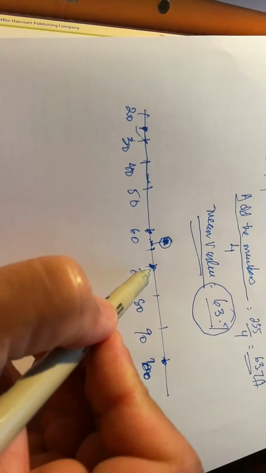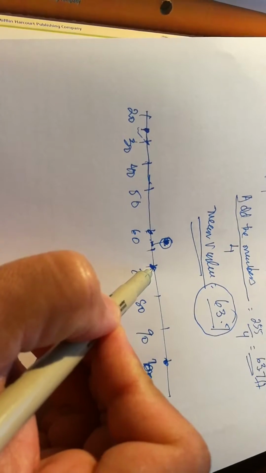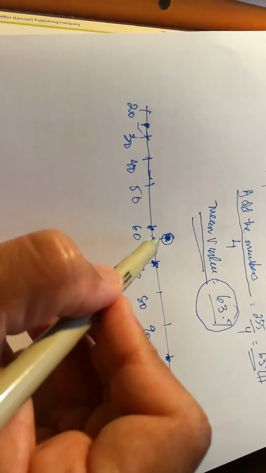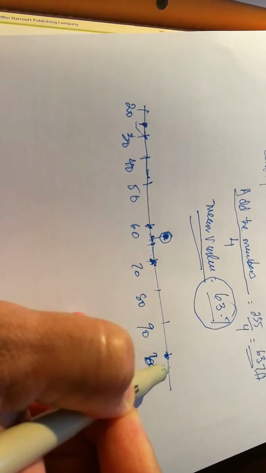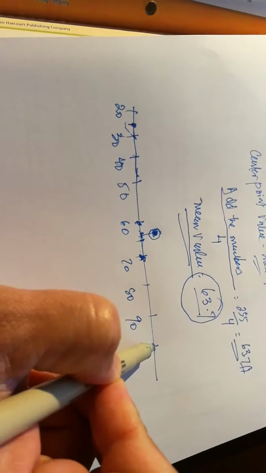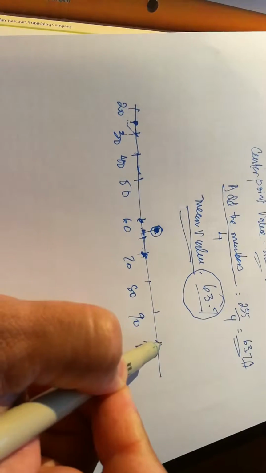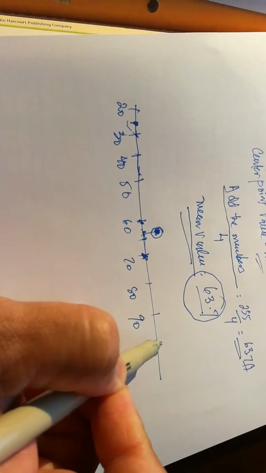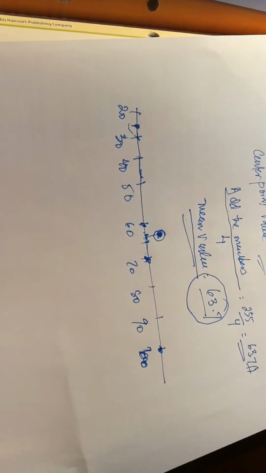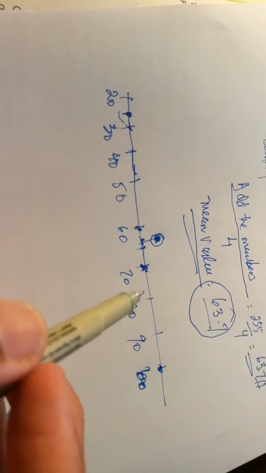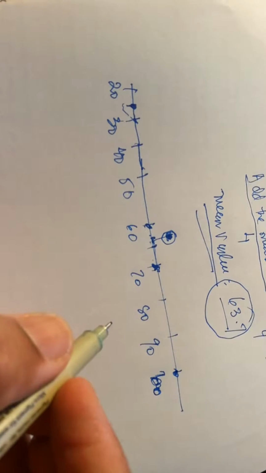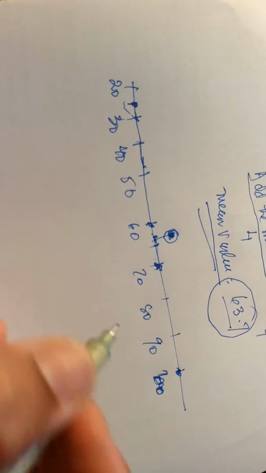For example, this data point is 70. This building that is of height 70 is this far away from the mean. On the other hand, this data point, which is the building with 100 feet, is this far away from the mean. Now you add all of them together and you take the mean of how far these numbers are from the given data points, and you get the MAD value.